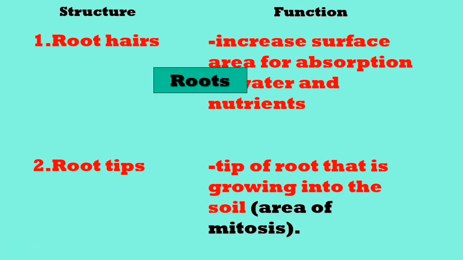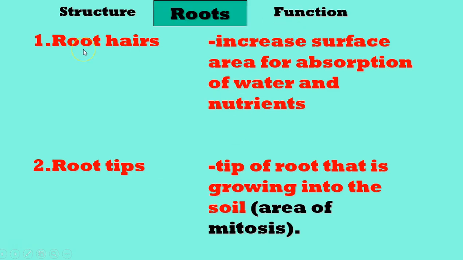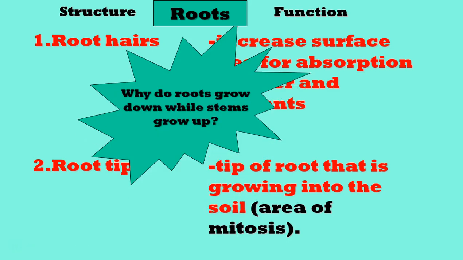Okay. Last structure we're going to talk about are the roots. So roots contain some specialized structures you need to know. Root hairs actually increase surface area so that we can absorb water and nutrients more efficiently. And the root tip is actually where you're going to see a lot of cell growth. Remember, mitosis is a type of cell division that helps us grow and repair. So the root tip is a very important piece because it's where the cells are growing and reproducing through mitosis.